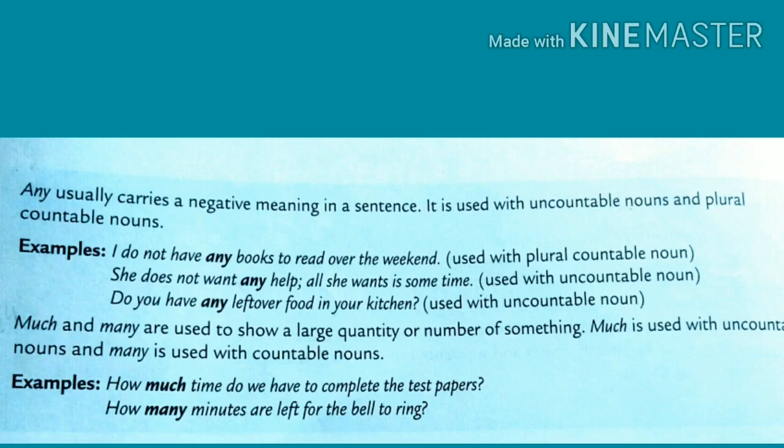We can see about much and many also. Much and many are used to show a large quantity or number of something. If we want to indicate a large quantity, we have to use much and many. Much is used with uncountable nouns and many is used with countable nouns. How much time do we have to complete the test papers? Time is uncountable, so we used much. Next sentence. How many minutes are left for the bell to ring? Here minutes is countable, so we used many. To mention a large quantity or large number of something, we use much and many.